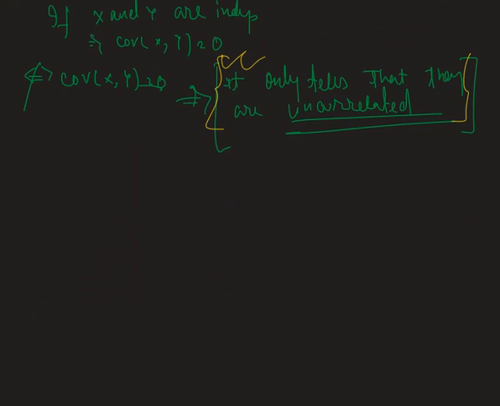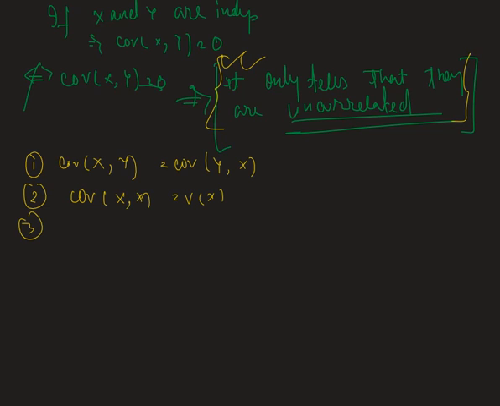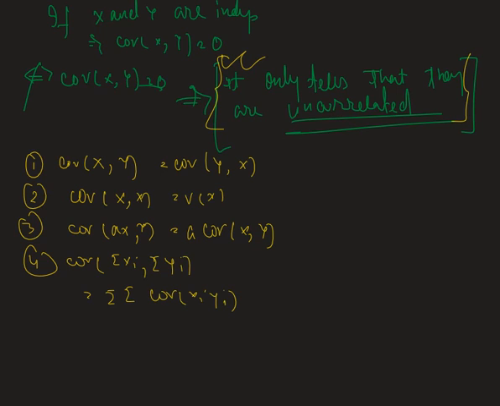Now we're going to talk about some properties of covariance. The first property that we should know is that covariance of xy is equal to covariance of yx. The second property is that covariance of xx is nothing but the variance of x. The third property is covariance of axy is equal to a times covariance of xy, and the last one is covariance of sum over x and sum over y is equal to double sum over covariance of xi yj.